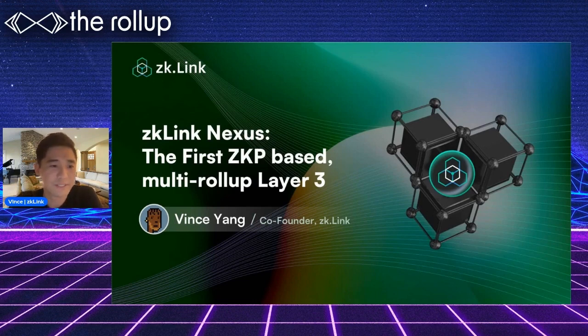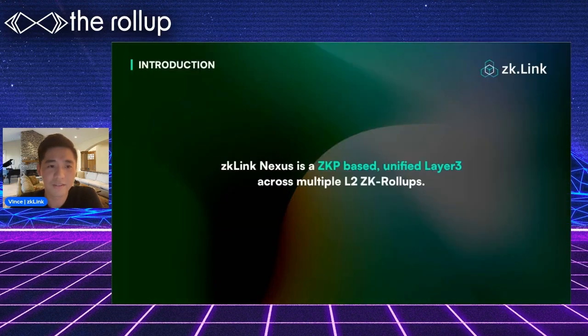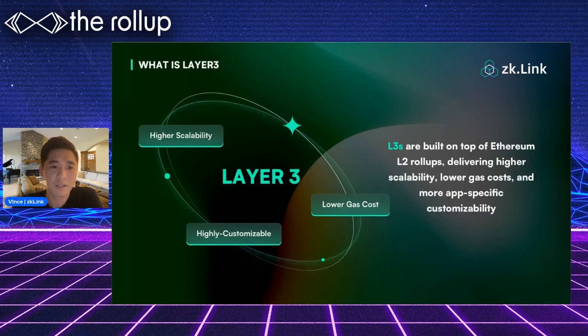I'm co-founder of zkLink. Today is my pleasure to present the new platform we're about to launch, zkLink Nexus, the first zero-knowledge proof-based multi-rollup layer 3. So zkLink Nexus is a new platform that is ZKP-based and a unified layer 3 solution across multiple Ethereum layer 2 zk-Rollups. So what does it mean being a layer 3?